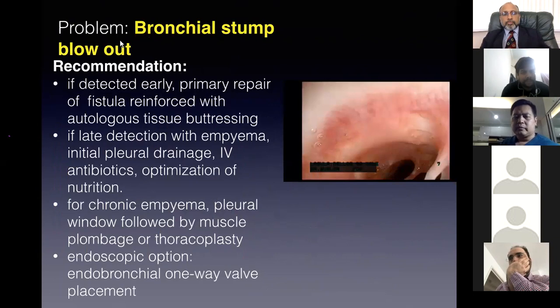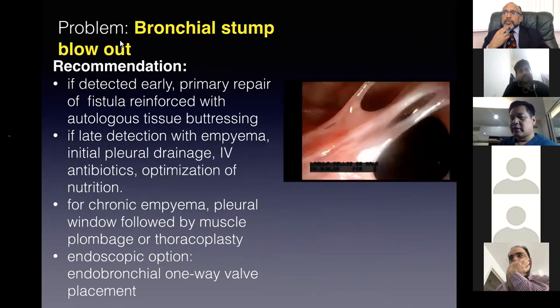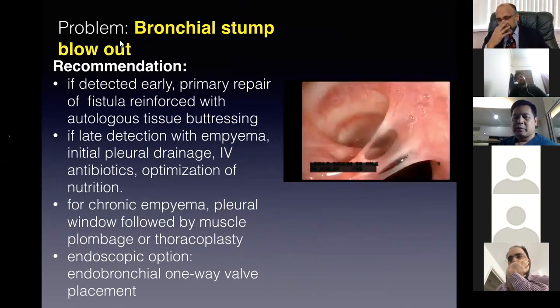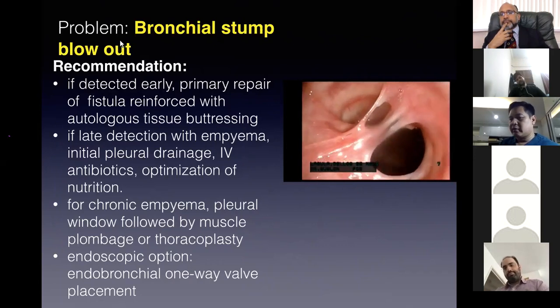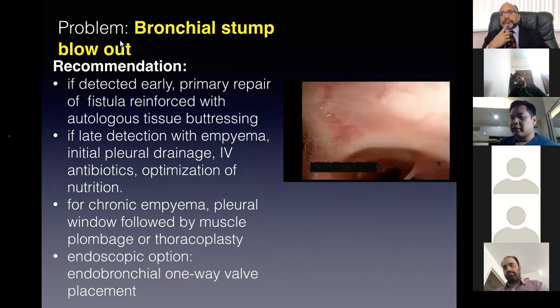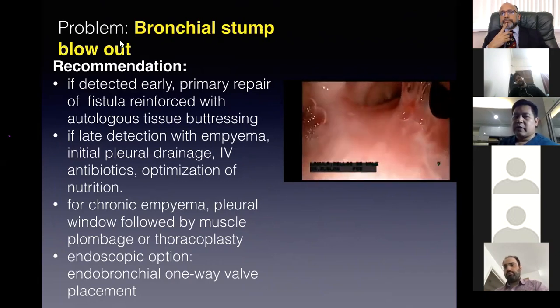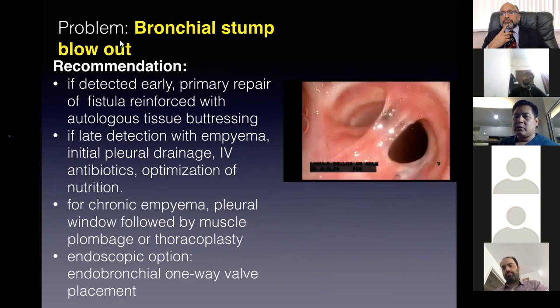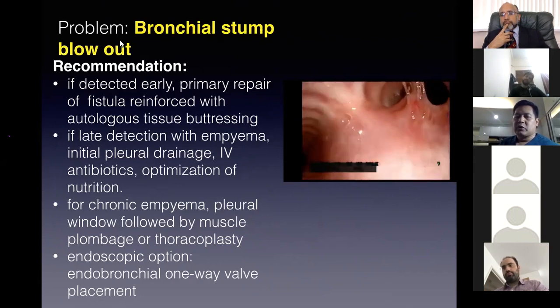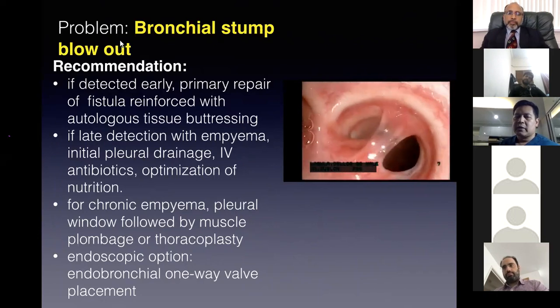Okay, so this is an example of a case that had a stump blowout. This is a right upper lobectomy, and you can see there's a huge defect and opening in the right upper lobe. As a recommendation, if you detect it early, you do primary repair of the fistula and reinforce it with viable tissue, buttress it.